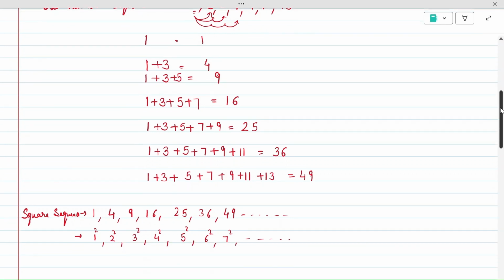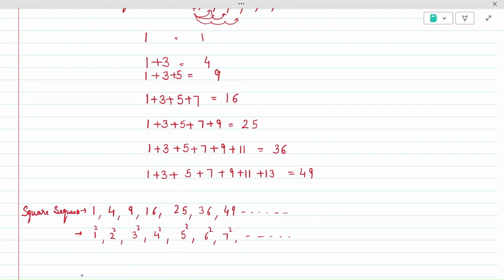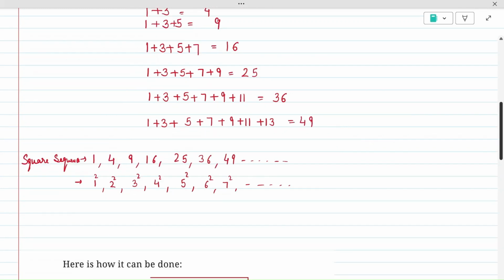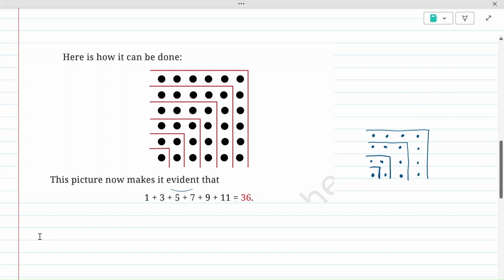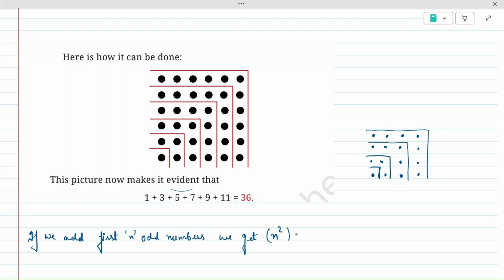So, can I say here that if we add the first n odd numbers, we will get the square of n, the number of odd numbers added? Yeah, square of the number of odd numbers added.